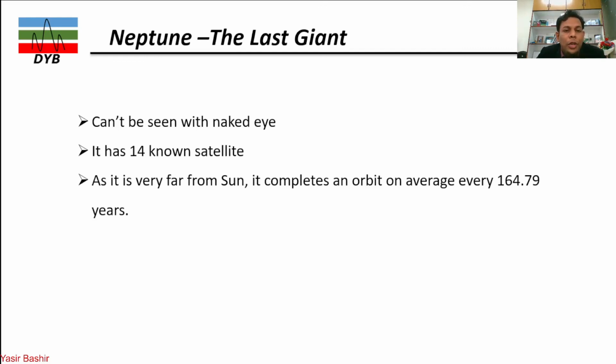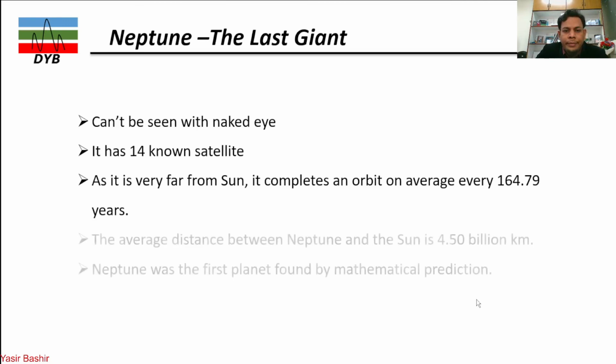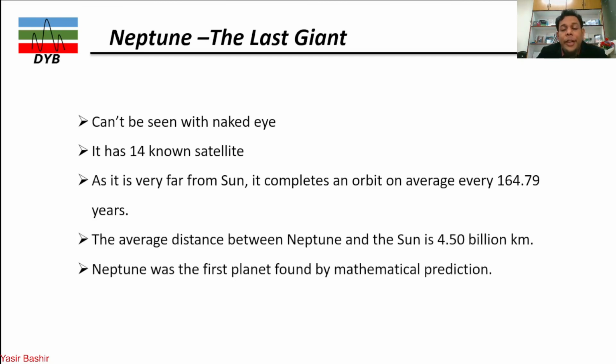It has 14 known satellites, and as Neptune is very far from the Sun, it completes an orbit on average every 164 Earth years. It is very far, so it takes a long time to complete one orbit. The average distance between Neptune and the Sun is 4.5 billion kilometers. Neptune was the first planet found by mathematical prediction.